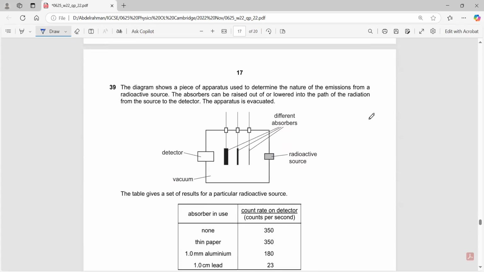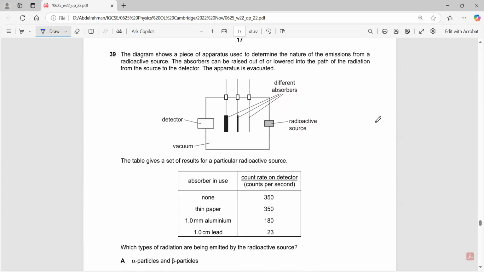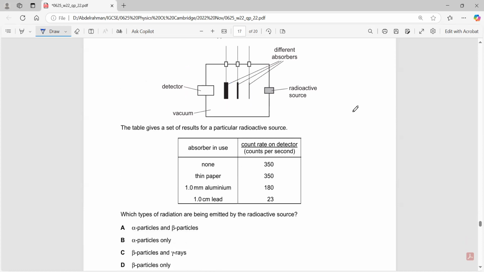The diagram shows a piece of apparatus used to determine the nature of emissions from a radioactive source. The absorbers can be raised out of or lowered into the path of the radiation from the source to the detector. The table gives a set of results for the particular radioactive source. You have no absorber, 350 counts per second. If you add a sheet of paper, it remains 350.